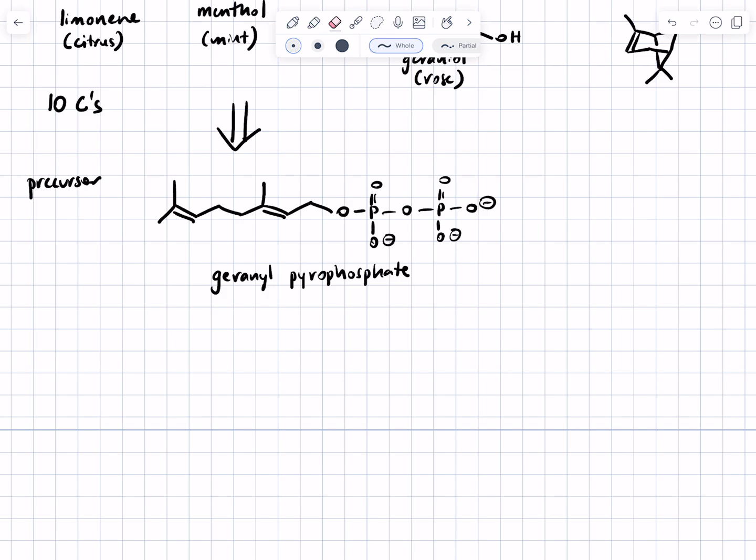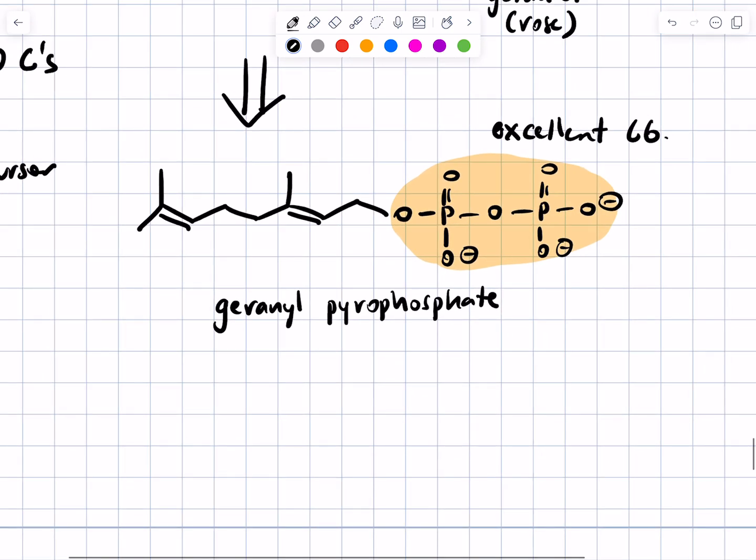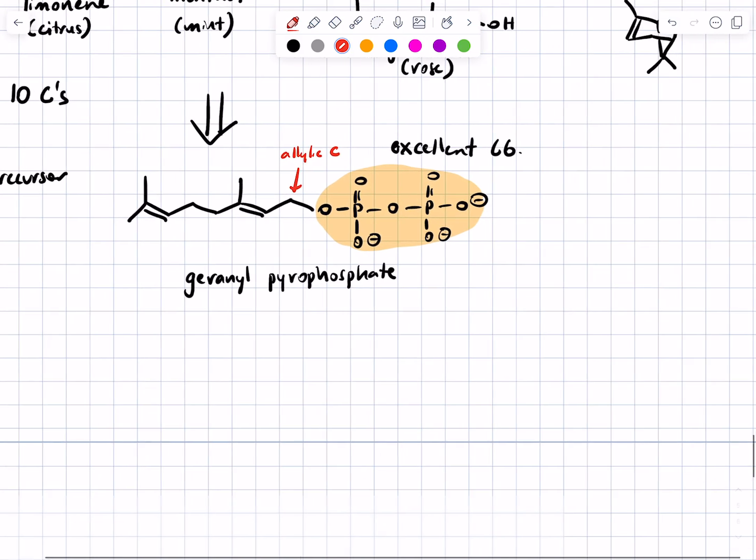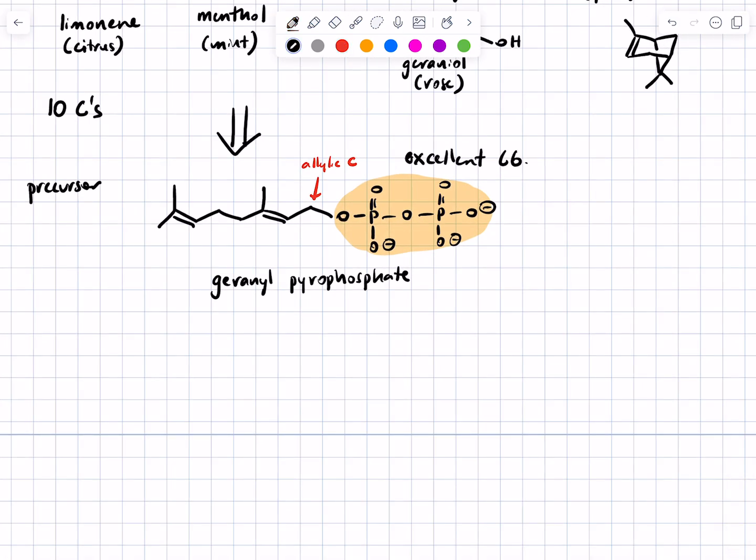And geranyl pyrophosphate has as a key structural feature the pyrophosphate group, which you can think of as an excellent leaving group. And you'll learn more about that in biochemistry. And notice that the excellent leaving group is, importantly, at an allylic carbon. So you might expect the chemistry of geranyl pyrophosphate to be dominated by SN1 type chemistry, with the pyrophosphate leaving group leaving to give a resonance stabilized allylic carbocation intermediate.